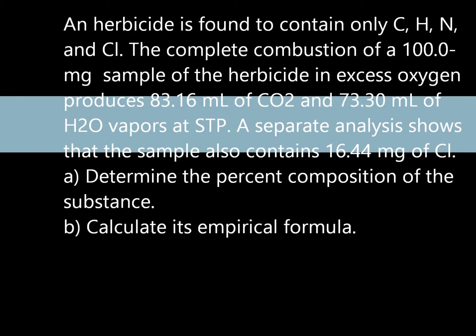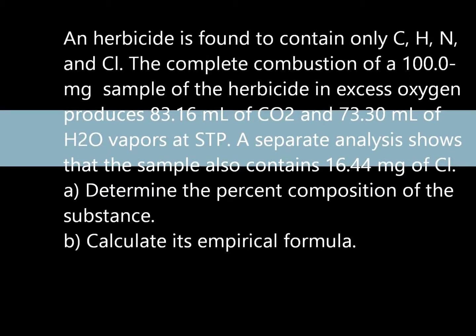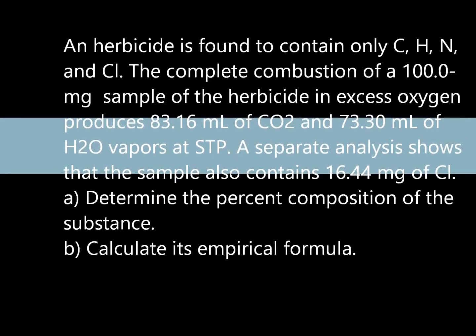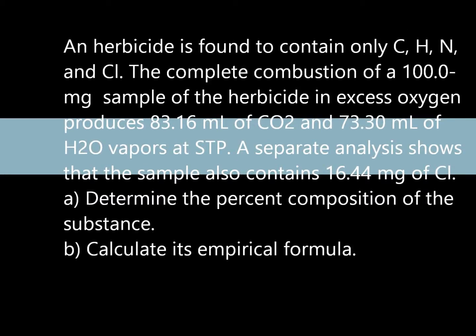An herbicide is found to contain only carbon, hydrogen, nitrogen, and chlorine. The complete combustion of a 100 milligram sample of the herbicide in excess oxygen produces 83.16 milliliters of carbon dioxide and 73.3 milliliters of water vapors at STP. A separate analysis shows that the sample also contains 16.44 milligrams of chlorine. A. Determine the percent composition of the substance. B. Calculate its empirical formula.